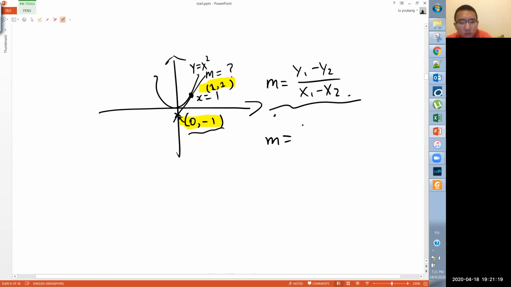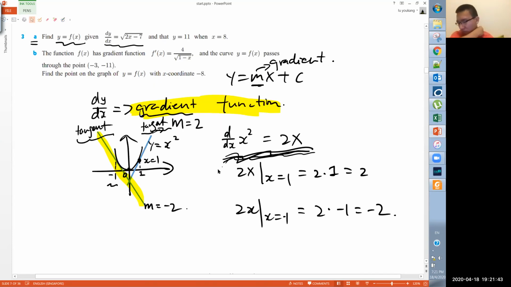So y1 is 1, y2 is -1, and then x1 is 1, x2 is 0. So you have 2 over 1, and your gradient is 2 for this tangent at x equals 1. Let's look back at this: at x equals 1, your gradient is also 2.